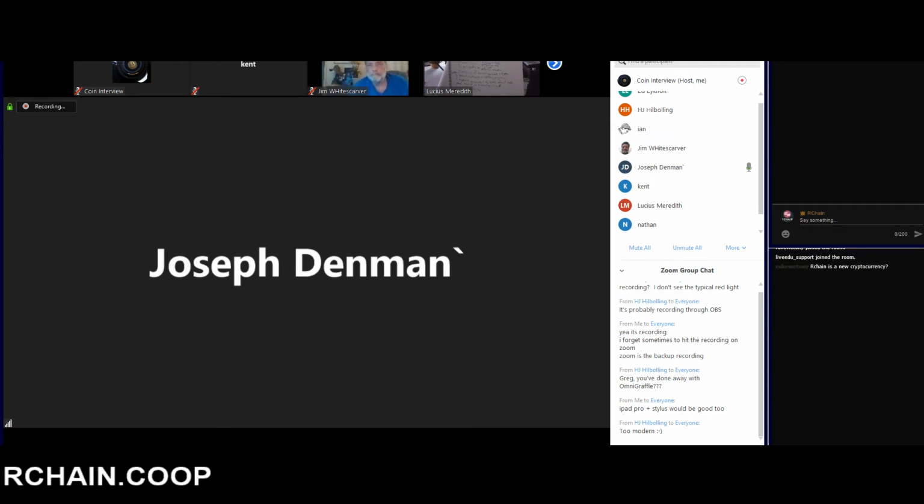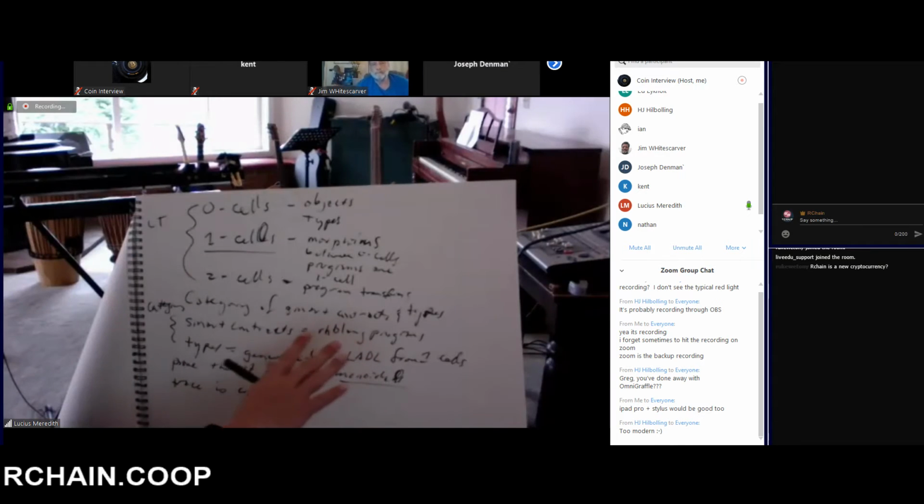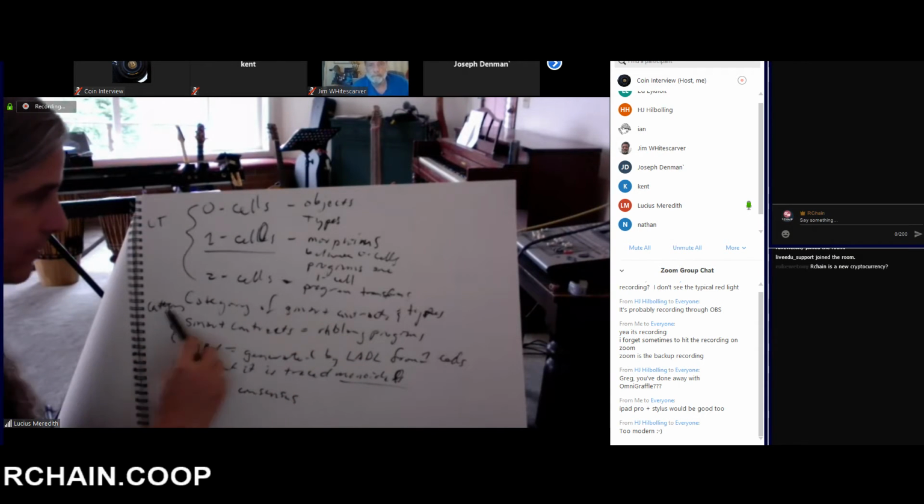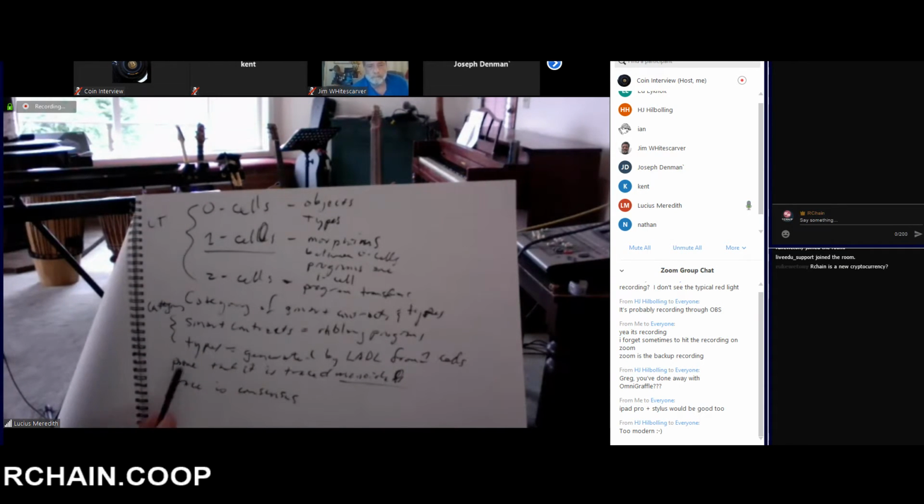So roughly speaking, zero and one cells are smart contracts and types. The smart contracts are the Rholang programs, the types are generated from the Ladle algorithm that Mike and I have been working on, from the Rholang programs, and then you can prove that the category is traced monoidal, and the trace is the consensus algorithm. So that's how.